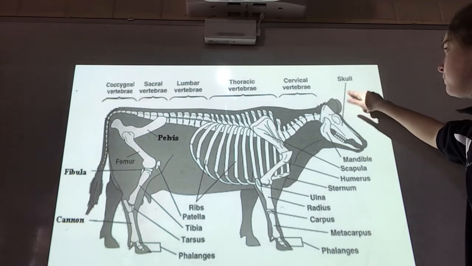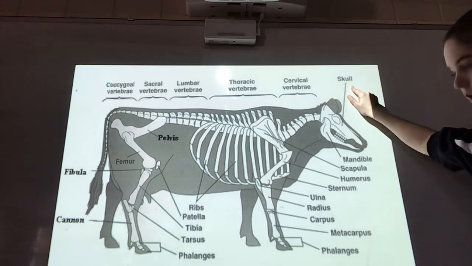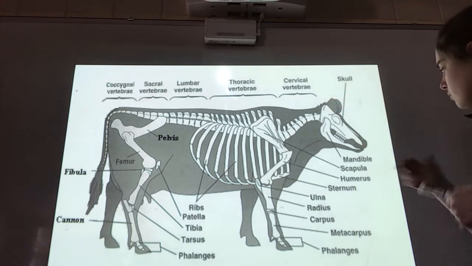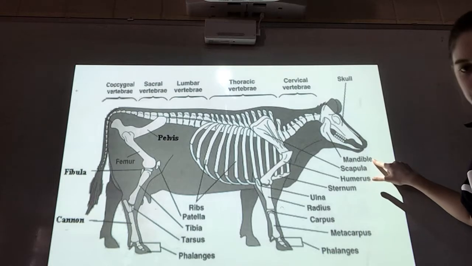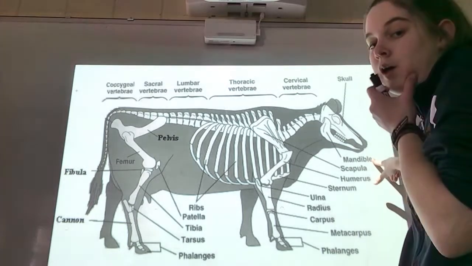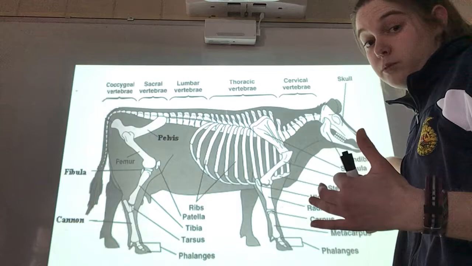Sometimes it's called cranium. We're just going to keep it simple. We're going to call it the skull. Then we're going to move down to our jawbone. Your jawbone is actually called your mandible.